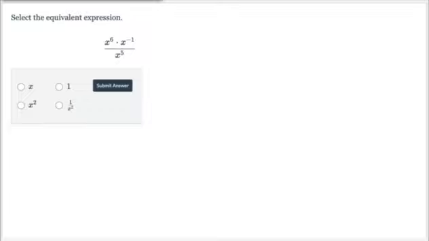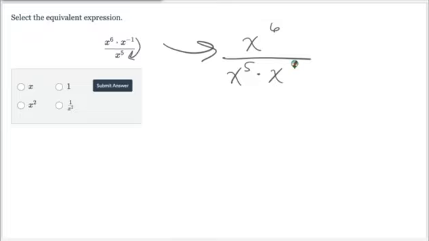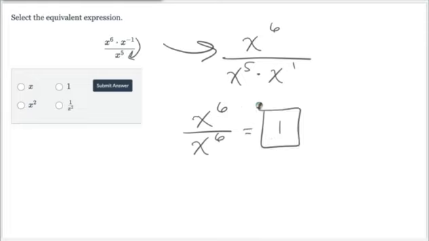Let's do two more. So this one, I'm going to use what I know about negative exponents. Rewrite this. We just have x to the sixth because this term goes to our denominator. x to the fifth times x to the positive 1 in our denominator. I'm going to simplify my denominator first by adding our exponents since we're multiplying terms with the same base. So we will get x to the sixth over x to the sixth, which is just 1. So that would be our final answer.